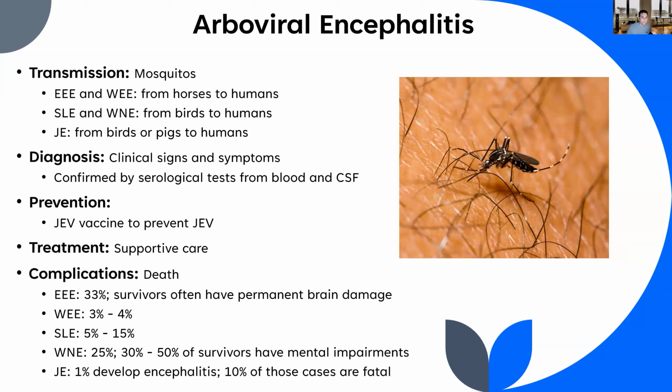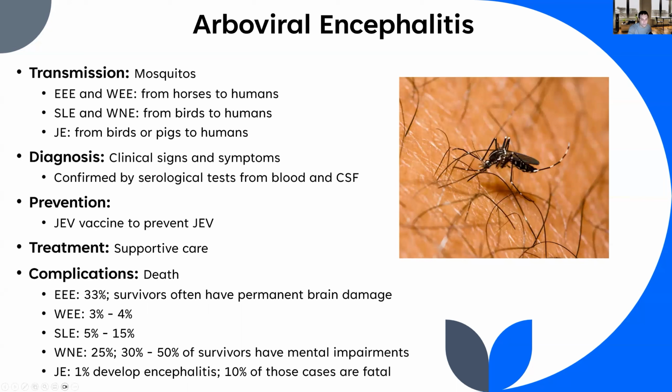So, in the case of Eastern equine encephalitis, this is one of the worst of the bunch. About 1 in 3 people will die, and survivors will often have some type of permanent brain damage. In the case of Western equine, it's 3 to 4%. For St. Louis, it's 5 to 15%. For West Nile, it's around 25%, although 30 to 50% of survivors have some type of mental impairment as a result. And then Japanese encephalitis, about 1% of patients will actually develop the encephalitis, and if they do, 10% of those cases are fatal. So these are not trivial infections.